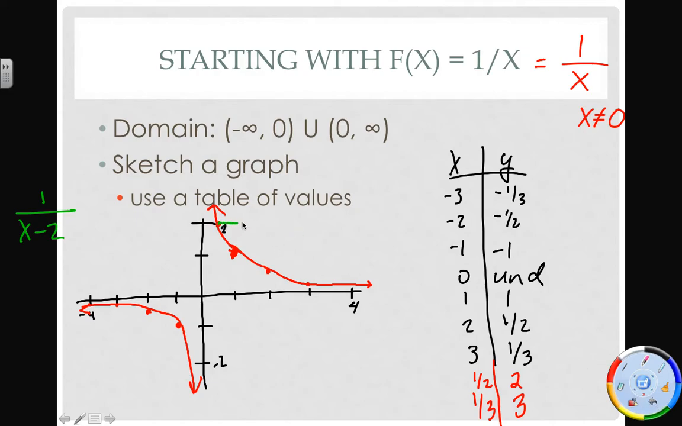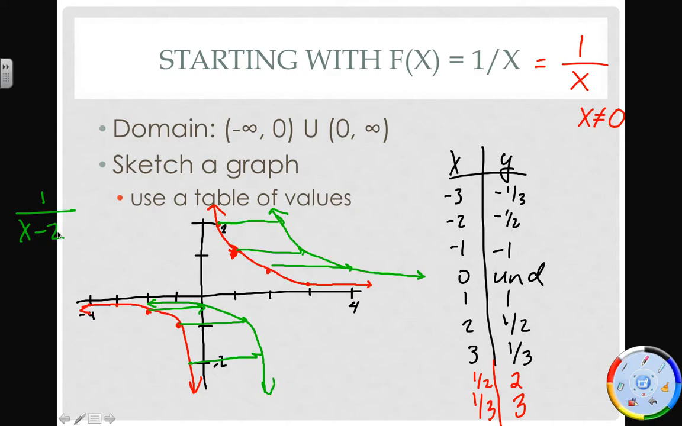So I can move everything to the right 2 units. And look at this. We get the same function, just right 2 units. Move this stuff to the right 2 units. And again, we get this same function.